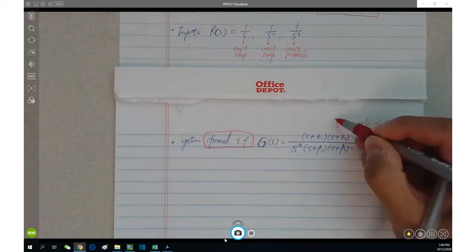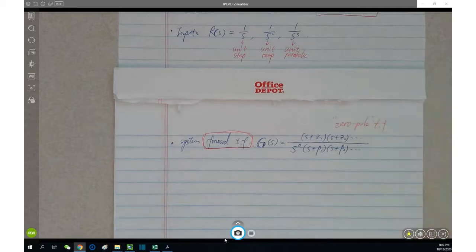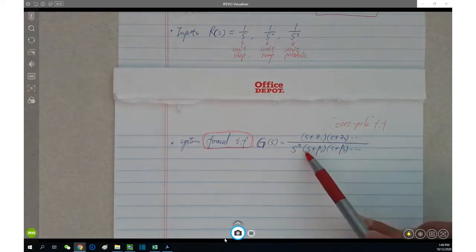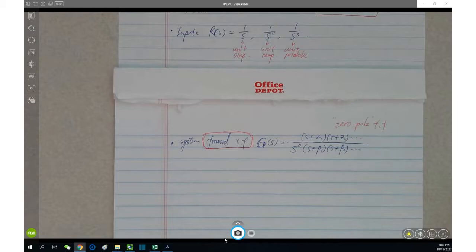Zero-pole transfer function. What does it mean by zeros and poles? In other words, who are the zeros and who are the poles for this G? Who are the zeros? Negative G1 and negative G2. I know what you mean, but you need to read carefully. We are talking about zeros, so it's not G's, right?